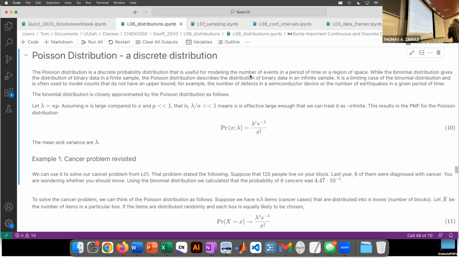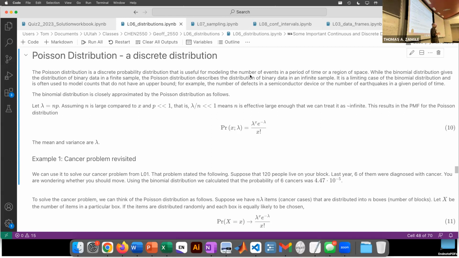And so Poisson is a distribution that we use when we want to model the number of events that are occurring and we have an infinite sample. If we think about the binomial distribution, that tells us about the number of events that occur within a finite sample, like the number of cancer cases within a block of 120 people. But if we have an infinitely large or a sufficiently large sample and we want to know about the number of events that are going to occur within this very, very large sample, then we use the Poisson distribution.